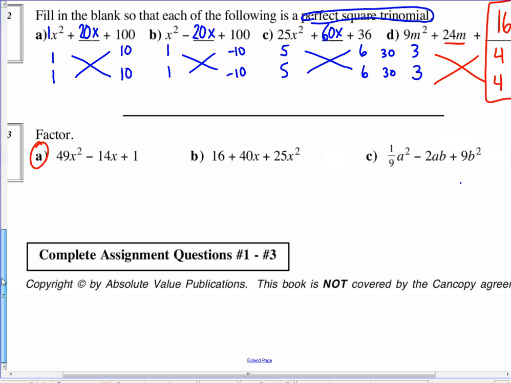So here, what did you get? 7 and 7, and 1 and 1. And what are the signs on the 1? Minus. Both minus. So 7x minus 1 times 7x minus 1. You could have also written it as 7x minus 1 squared. Good.